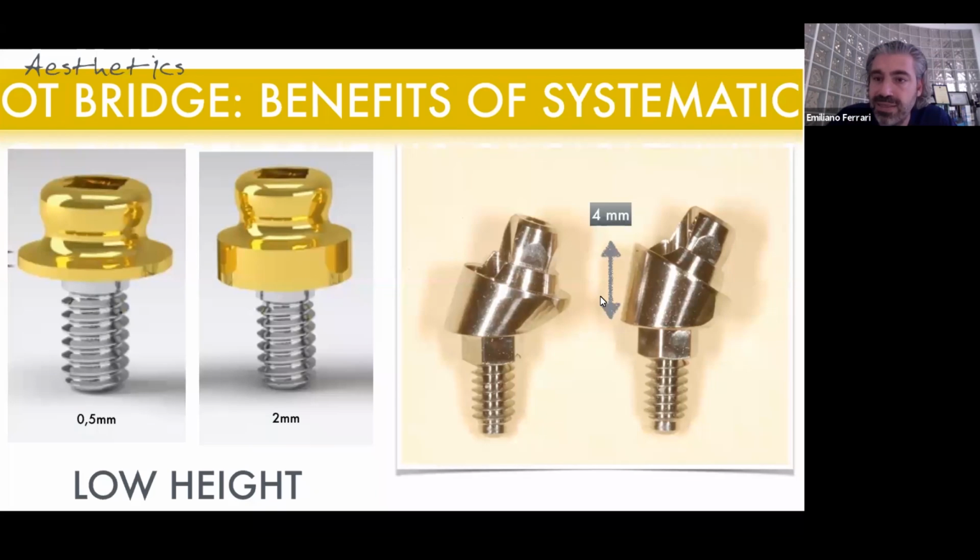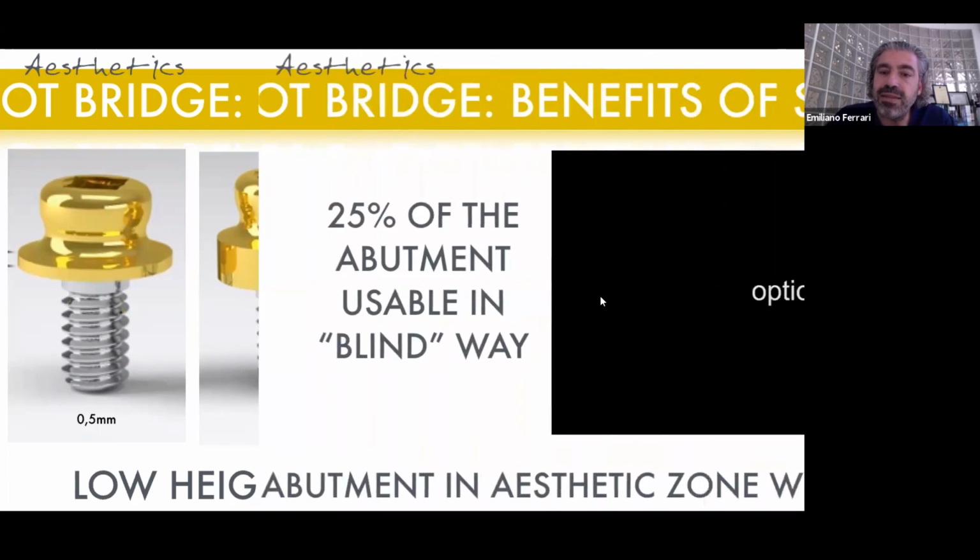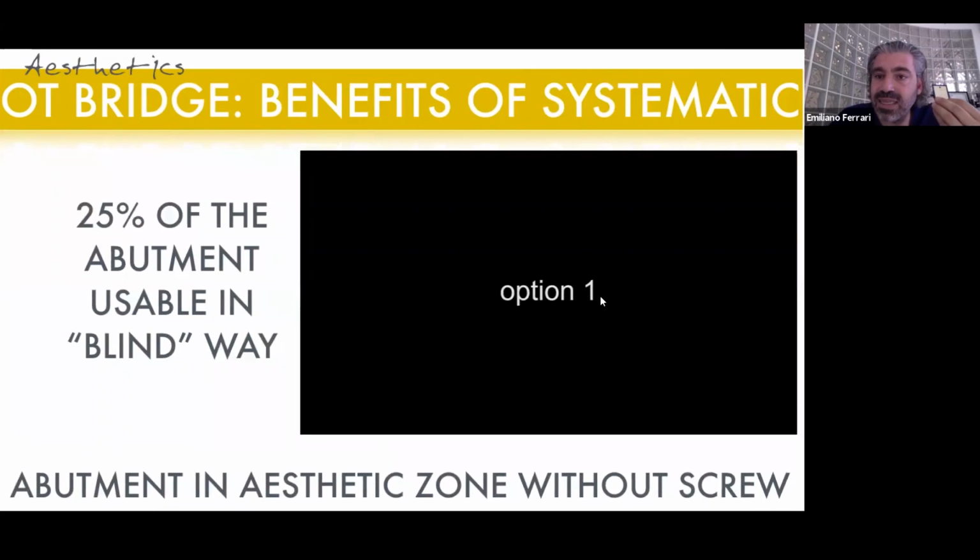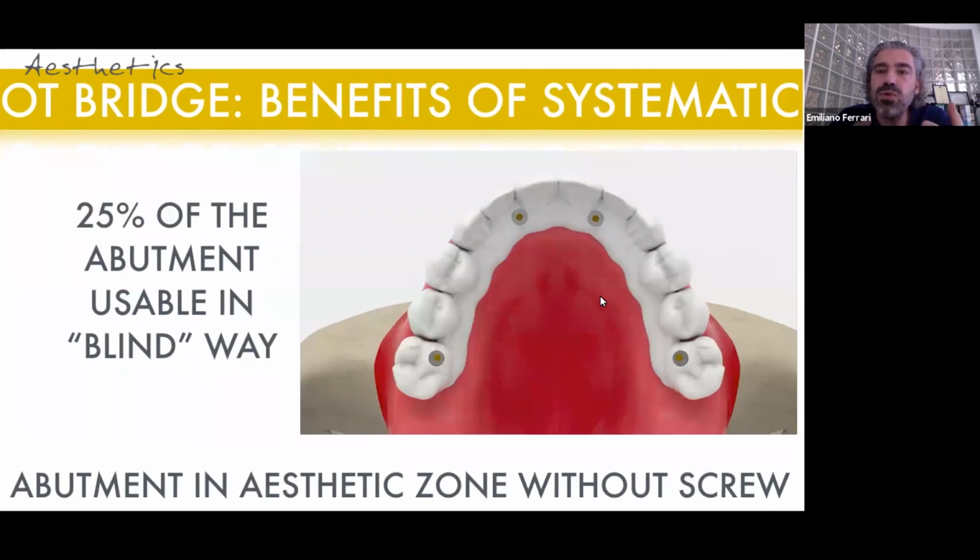So very, very interesting, the opportunity to use those kind of abutment that you can leave in the depth of the gum because of this low height. And another reason, another aesthetical reason, is because you can use it also without the screw, so in a blind way. Okay, and Gianni can tell us something about this video.